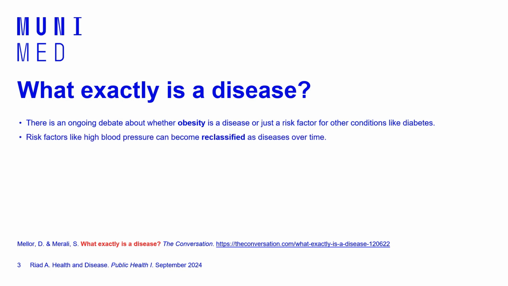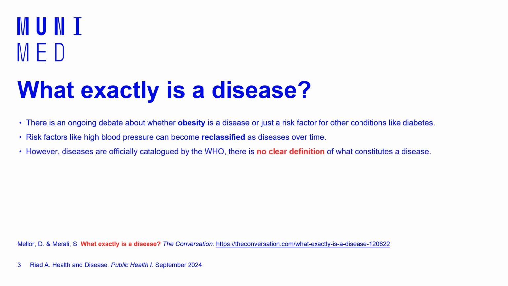The same happened also with high blood pressure, because we used to call high blood pressure a risk factor for a number of conditions, especially cardiovascular ones. But recently, we agreed to define high blood pressure as a disease itself, because we know that people with high blood pressure are at the greatest risk of all associated conditions. According to the WHO, there is a list of diseases, which is the ICD-10, or now it's 11, the latest version, but yet there is no clear definition for what constitutes a disease or what makes the disease a disease.